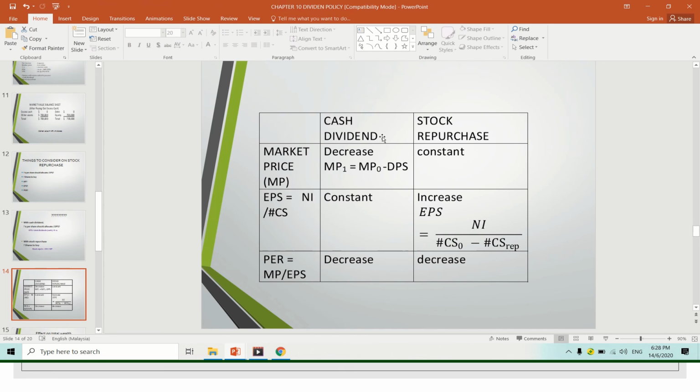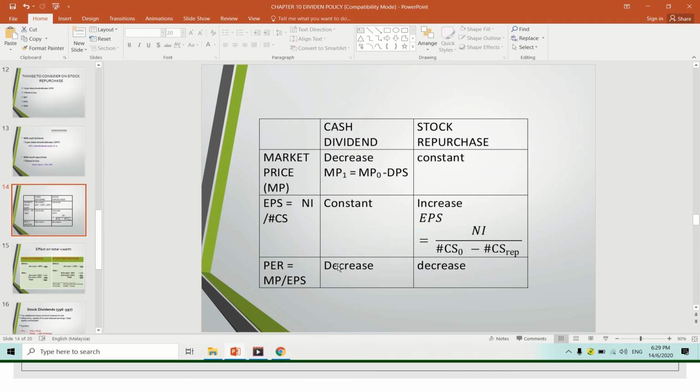So these are the effects of applying cash dividend and stock repurchase. For the market price of the share, when the company applies cash dividend, the market price will decrease. The formula for the post dividend market price is MP1 equal to MP0 less DPS, where MP1 stands for the new market price and MP0 is the old market price. Whereas for the stock repurchase, since there is no dividend per share, the market price will remain the same. For the earning per share, when the company applies cash dividend, there is no effect on the earning per share. Whereas for the stock repurchase, the earning per share will increase. Then for price earning ratio, for both cash dividend and stock repurchase, the price earning ratio will slightly decrease.